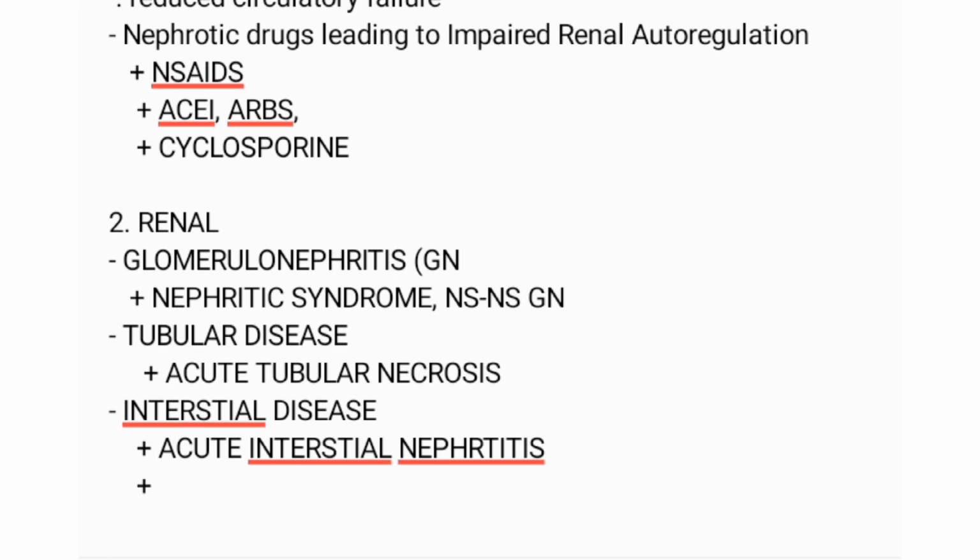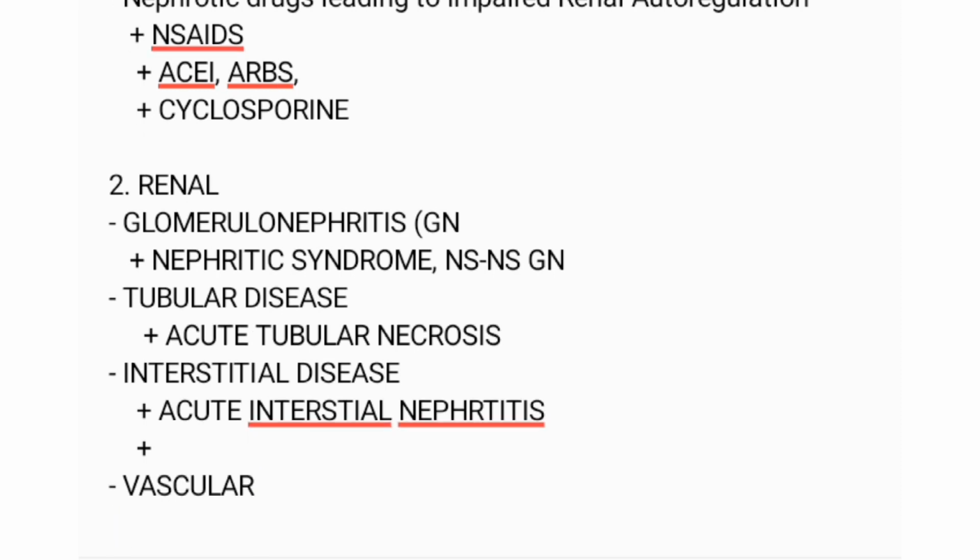Okay, then we can have conditions related to the vascular. So if you are following, we are dividing the renal system. We started from the glomerular, we went to the tubular, then the interstitial. Those are some of the things you have to know about the renal. So you can just divide them into glomerular, tubular, interstitial, and vascular.